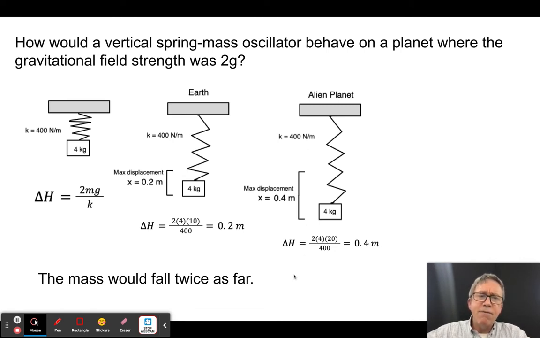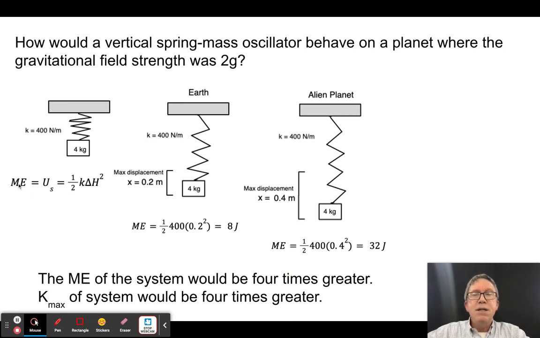What implications does that have for its energy? Well, since the mechanical energy, the easiest way to find it in a spring system is maximum displacement, so it's going to be 1 half k delta h squared. So on Earth, when I did that, I got 8 joules because I got 1 half of 400 times 0.2 squared. But remember, on this alien planet where I doubled the gravitational field strength, I doubled the displacement that the spring fell, so that the mass fell. So I doubled the displacement of the spring. Now remember, it's equal to delta h squared. So basically, I squared that change. So instead of having twice as much energy, I'm going to have 4 times as much energy in the system than what I had on Earth.